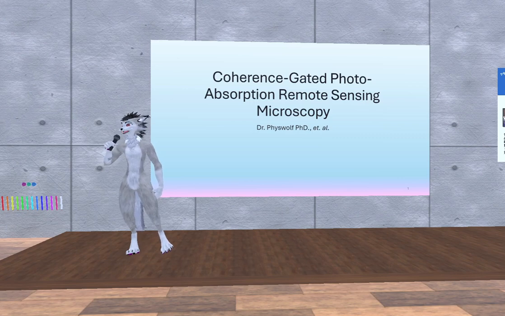What sort of principles this is working off of, and the implications are pretty significant.